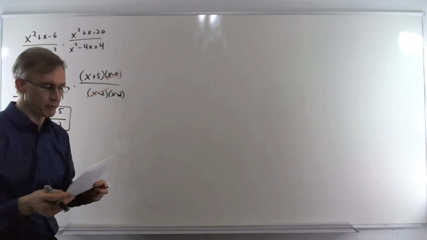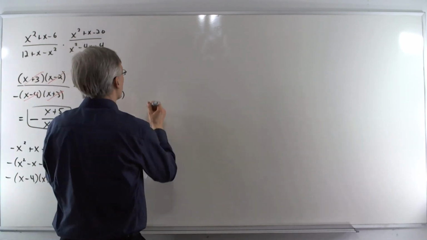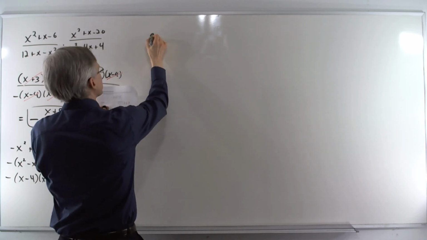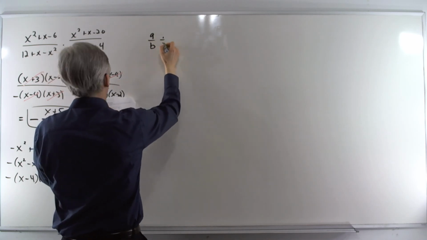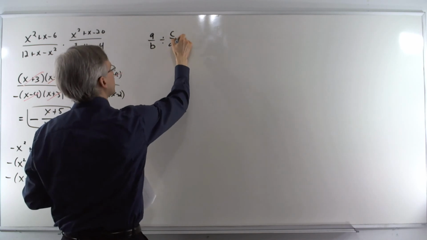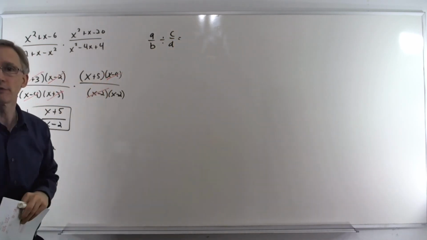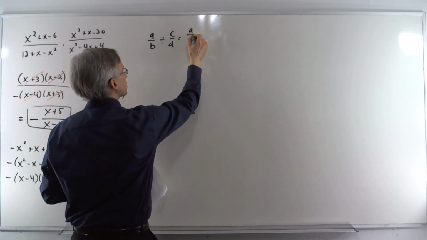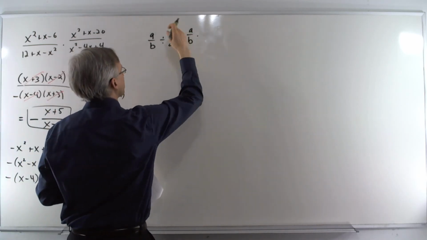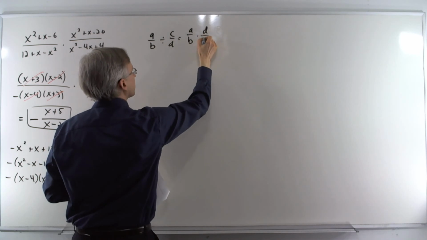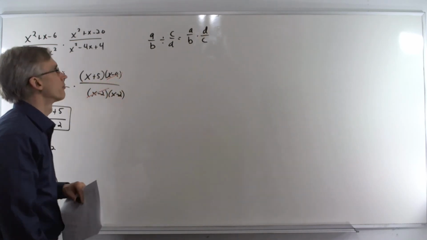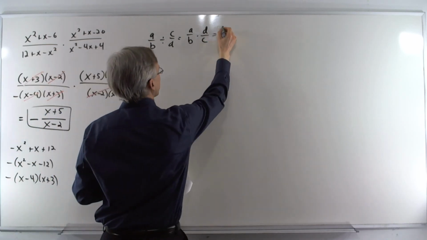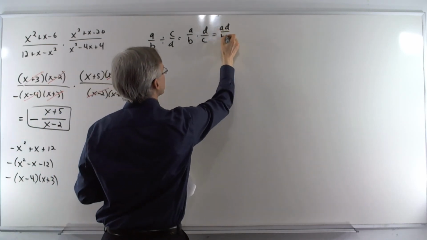All right, now we're going to divide rational expressions. So a little refresher about dividing fractions. We're going to take a over b, divided by c over d. We need to convert this to multiplication. So we're going to leave the first fraction alone, and then flip the second fraction over, and convert to multiplication. So we get a over b times d over c. Then just multiply straight across, so we get ad over bc.